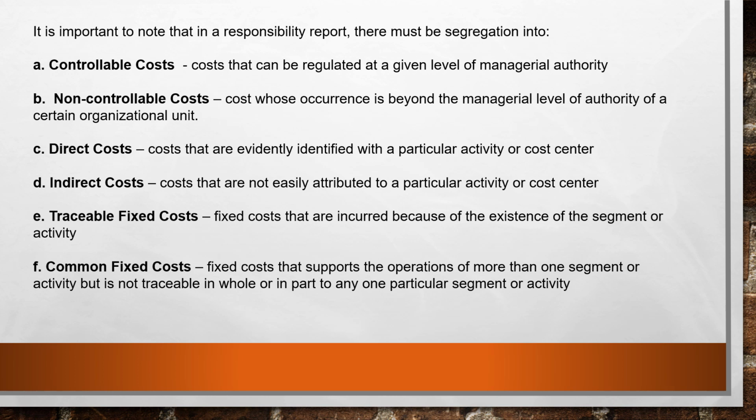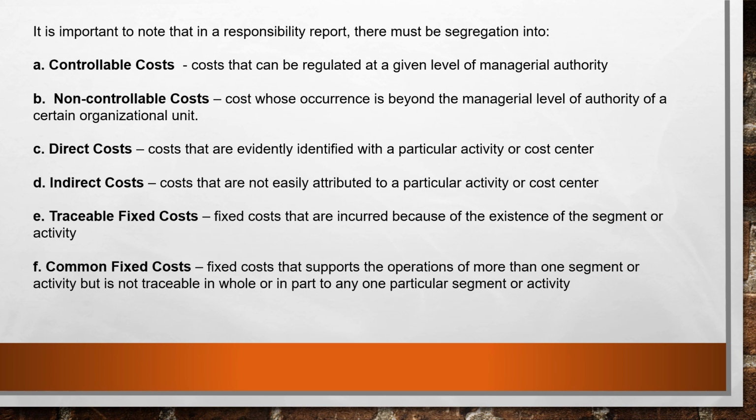For second, non-controllable costs. These are costs whose occurrence is beyond the managerial level of authority of a certain organizational unit. So what is an example of a non-controllable cost? Whatever we do, we really cannot control those costs. These are some of the fixed costs that still happen whether or not the manager exerts effort on them, like plant insurance, and others.